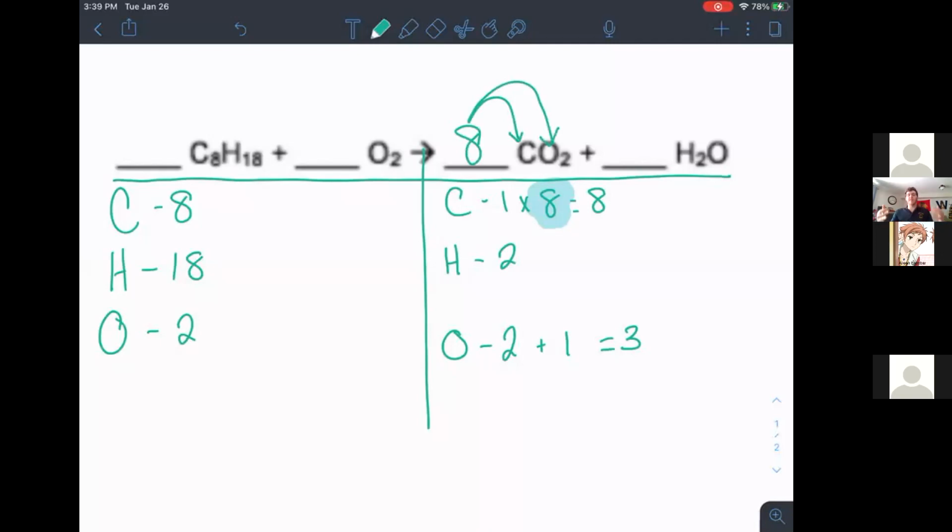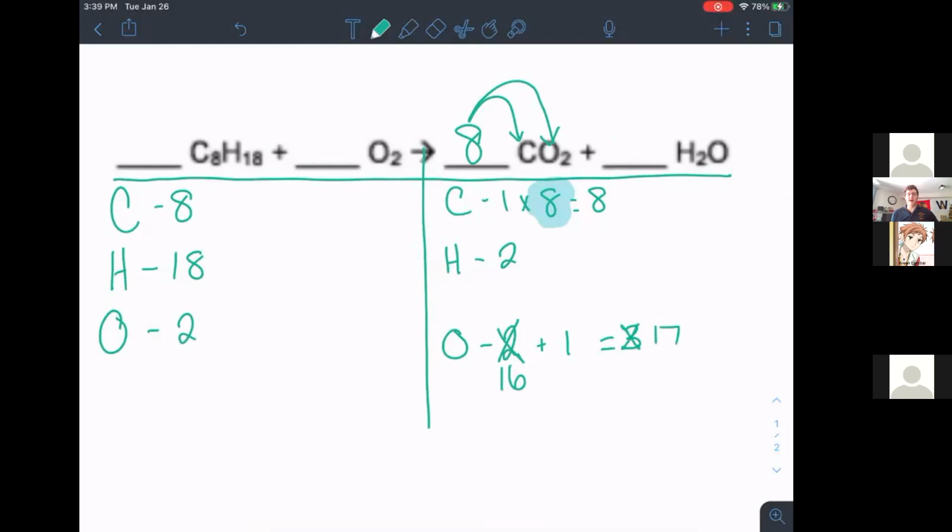Perfect. So this is why I keep my oxygens a little bit more separated in this case, because I'm just changing this one. I'm multiplying it by 8, which means how many oxygens do I have in CO2? Just from this section, how many oxygens do we have? 16, awesome. So I have 16 from here, which means in total on my product side, how many oxygens do I have? 17. 17, so this is 17 now.